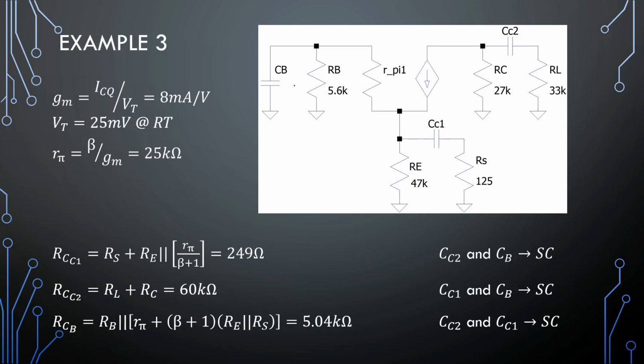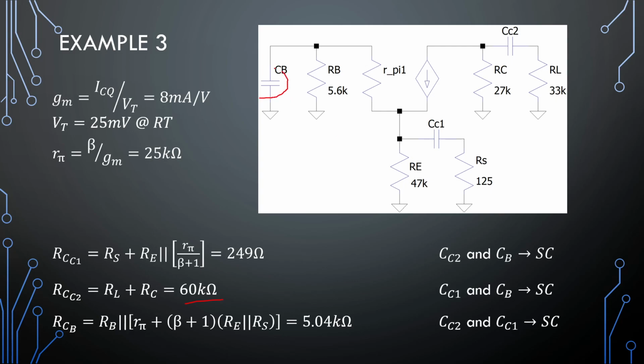So RB is not bypassed or disappeared like in the small signal, and we keep RB right here. The emitter and the source resistor kind of look like the emitter resistors in the common emitter amplifier. And look, output coupling still just RC and R load. Okay, we're not going to have a look at CC2 first. That is easy, and that is 60 kilo ohms.